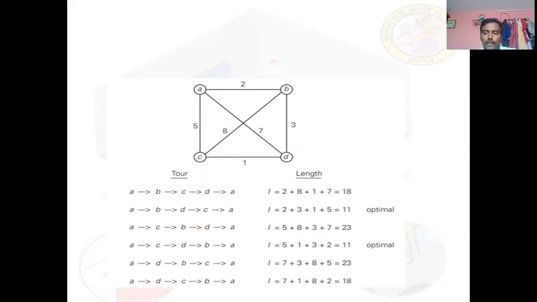See, for the set of vertices, I said non-empty. Remember, for the set of vertices, I said non-empty. But for the set of edges, I didn't say empty or non-empty. So I repeat, a graph is nothing but a finite, non-empty set of vertices and a set of edges.